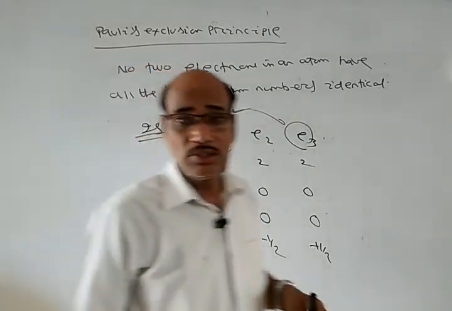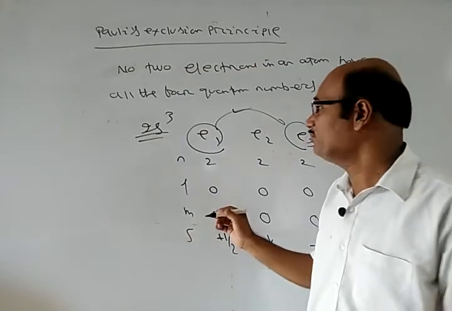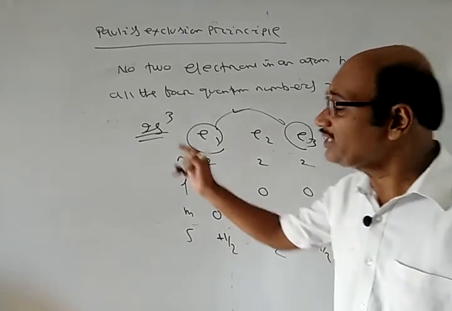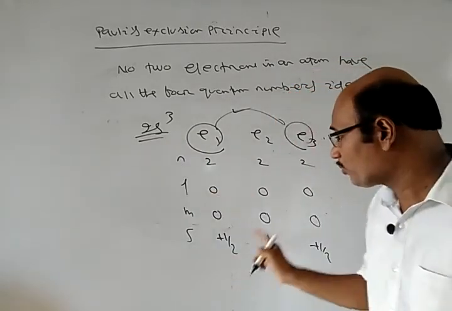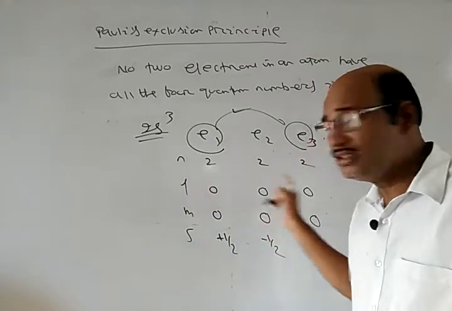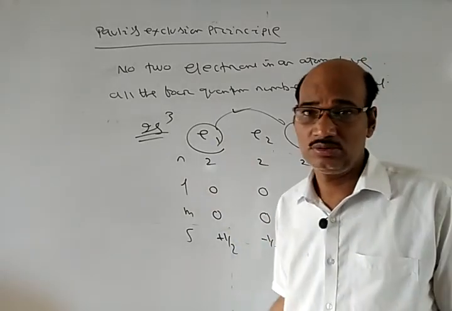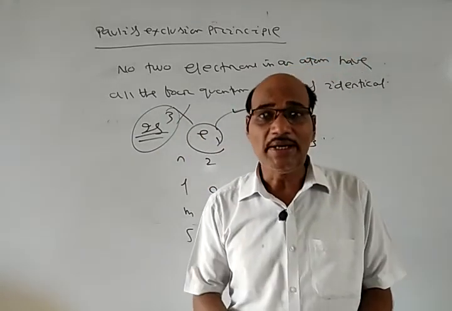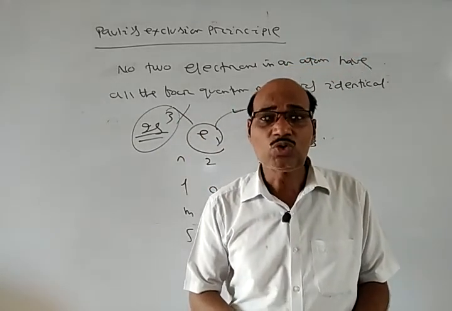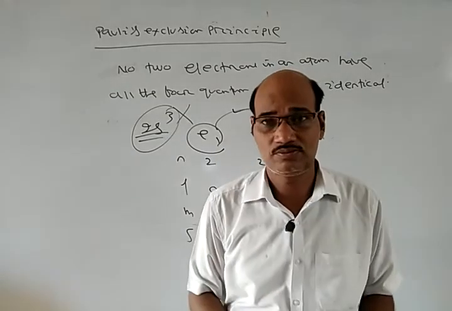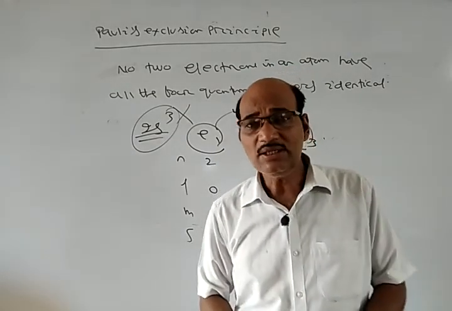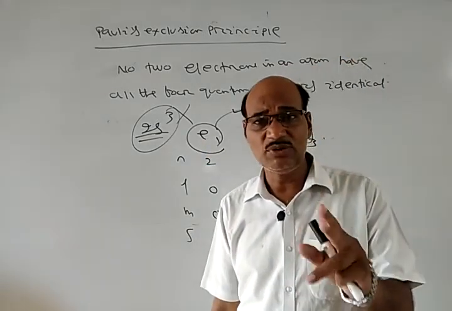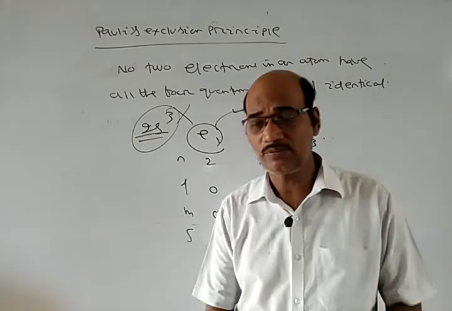But already we know that no two electrons in an atom have all four quantum numbers identical. So if I take three electrons in an orbital, the quantum numbers of two electrons become equal, which is not possible. That means 2s cannot contain three electrons. So in an orbital, more than two electrons is not possible. If you take more, it will violate Pauli's principle. That means in an orbital there can be only two electrons.